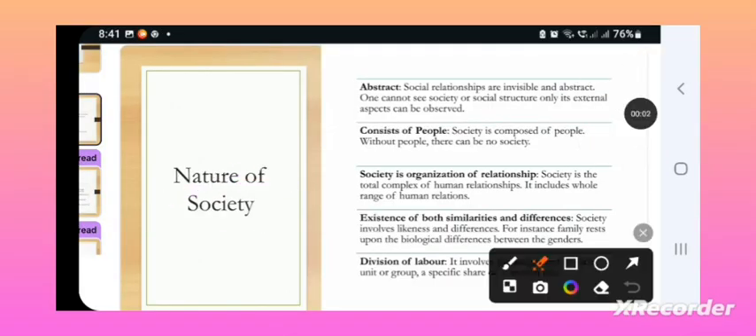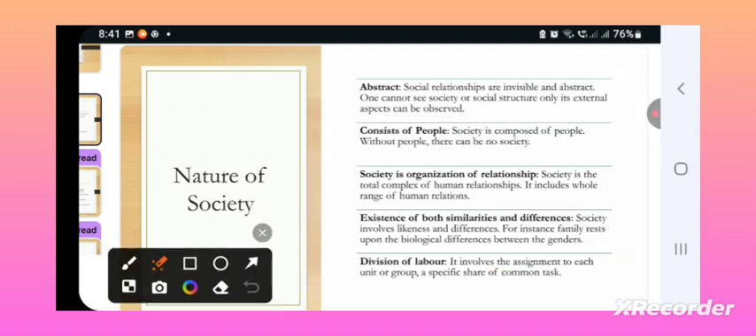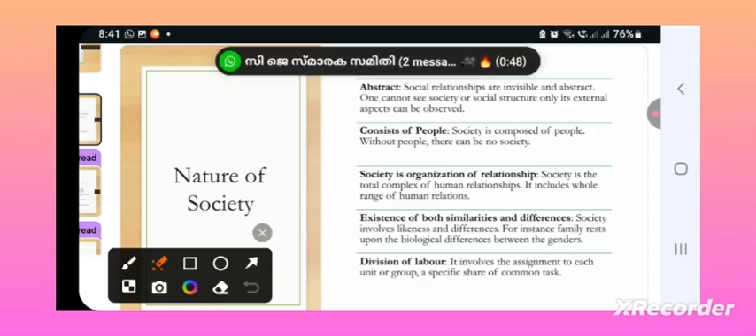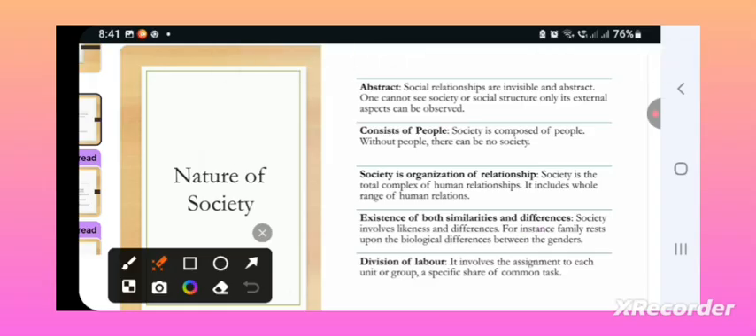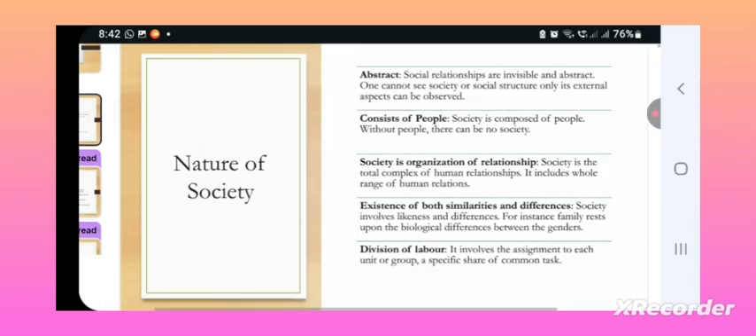The nature of a society: it's abstract. Social relationships are invisible and abstract. Society is composed of people. Without people, there can be no society. Society is an organization of relationships. Society is the total complex of human relationships. Existence of both similarities and differences. Society involves likeness and differences. Division of labor: it involves the assignment to each unit or group of a specific share of the common task.